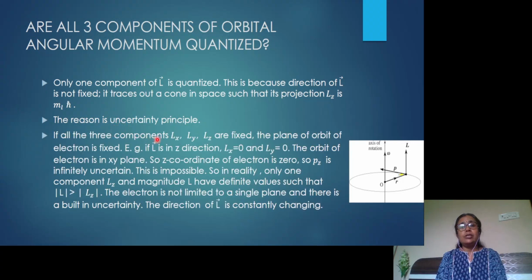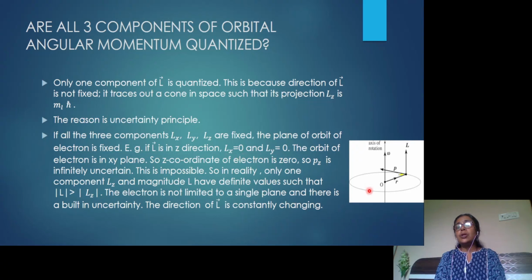Suppose all the three components Lx, Ly and Lz are fixed, then what will happen? We know that the plane of orbit of the electron will be fixed. If Lx, Ly and Lz are fixed, means L bar vector is fixed. If L bar is fixed, because L bar is perpendicular to the plane of the orbit of the electron, the plane of the orbit of electron is also fixed. We consider an example where L bar is along the z axis. Then in that case, Lx will be 0, also Ly will be 0.